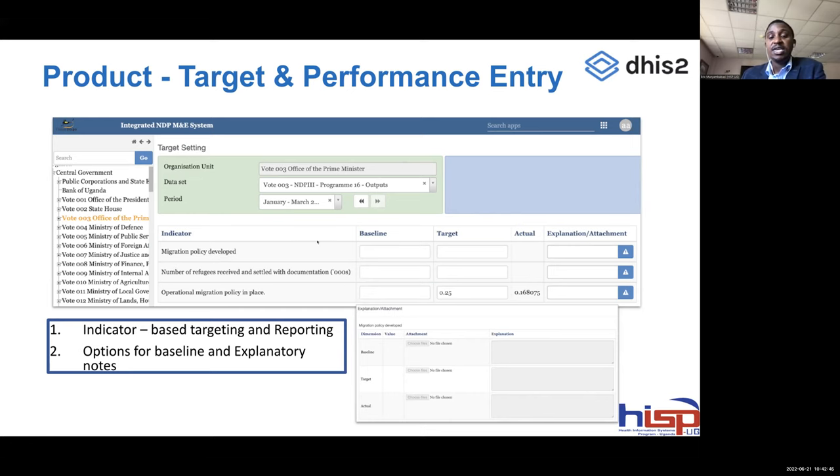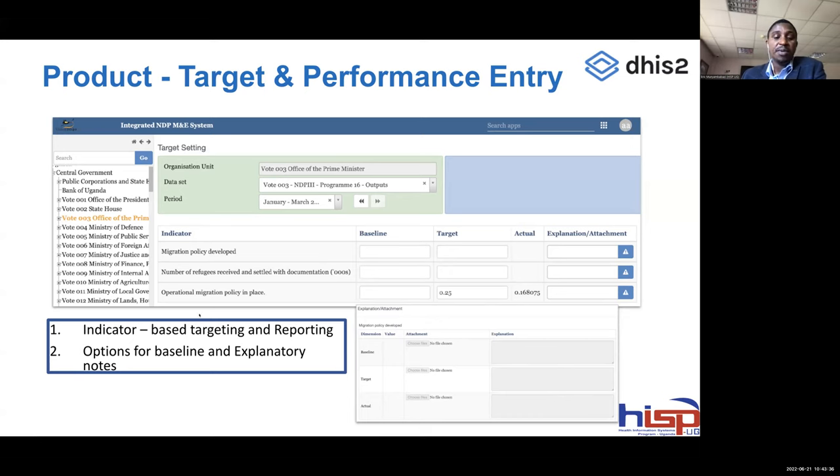And then for each indicator, the teams provide a baseline, a target, and the actual performance per year. And then there are explanatory notes or attachments, like I mentioned earlier. If, for example, the government plans to build a road and the monitoring team goes there to see the progress of the work, they'll take pictures, they'll write reports, and those are the things they'll attach in this section. And that's the little caption below. Also, when you click this button, you will get a place where you can attach the file and also provide an explanatory note on the file that you're attaching.